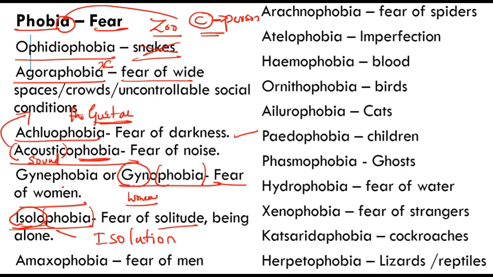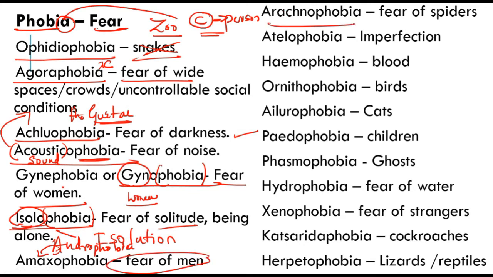Some people, when they are home, cannot be alone at all. They need someone to be with them, to stay with them all the time. So if you are such a person, you are an isolophobic. Amaxophobia. In fact, amaxophobia and androphobia are both synonyms. Androphobia is equal to amaxophobia, which means fear of men for sure.